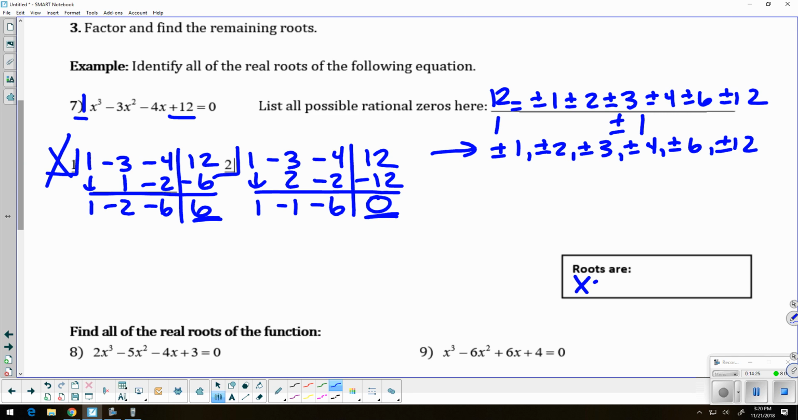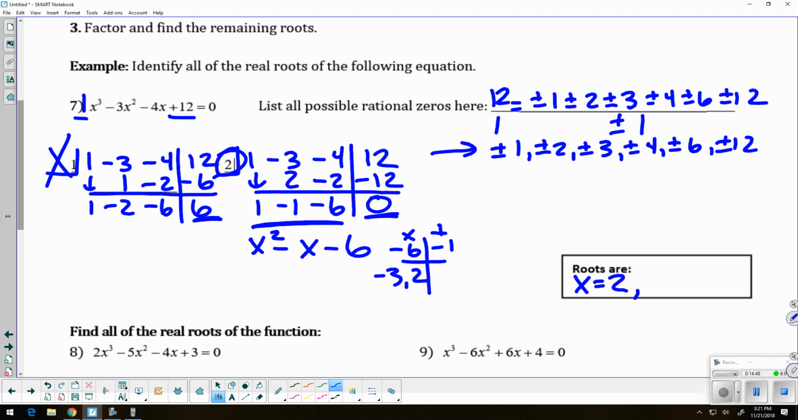But one answer we know for sure is that x equals positive 2, since positive 2 did work over here in the box. Okay, how are you going to find the other solutions? You want to take what you have left here, which is 1x squared minus 1x minus 6, and now you just want to factor what you have left. So I'm just trying to figure out what multiplies to negative 6 and adds to negative 1, which is negative 3 and positive 2. So we get x minus 3, x plus 2 is how it factors.